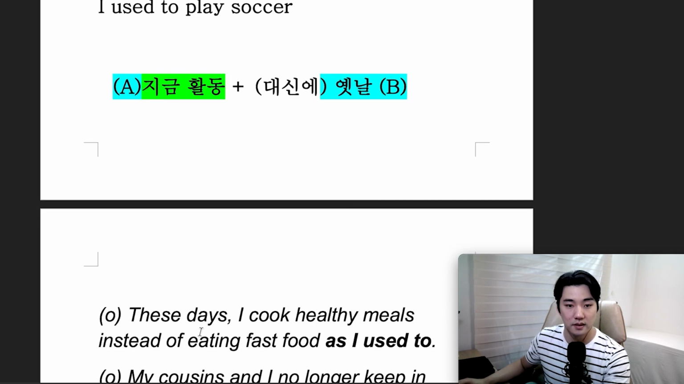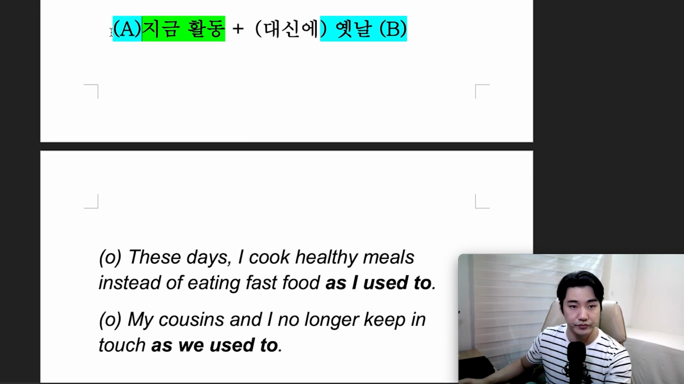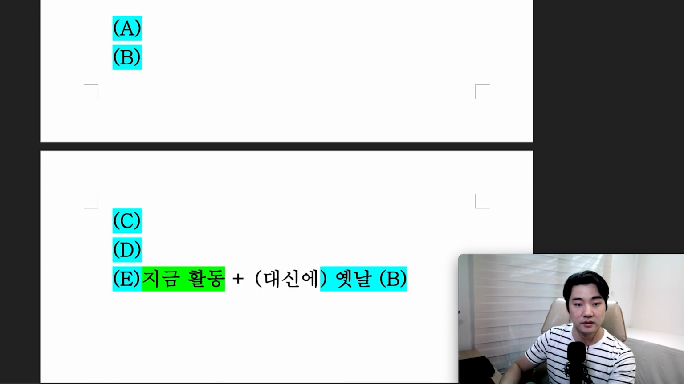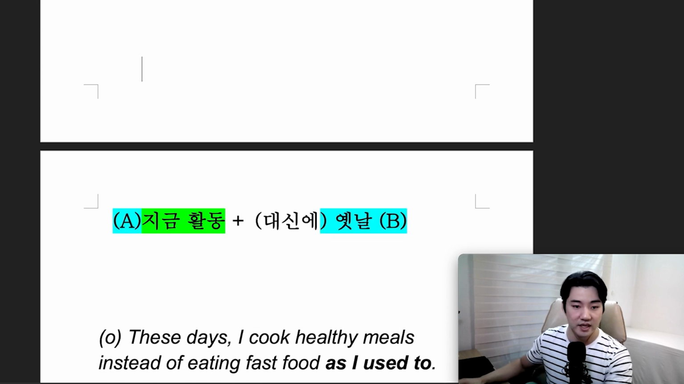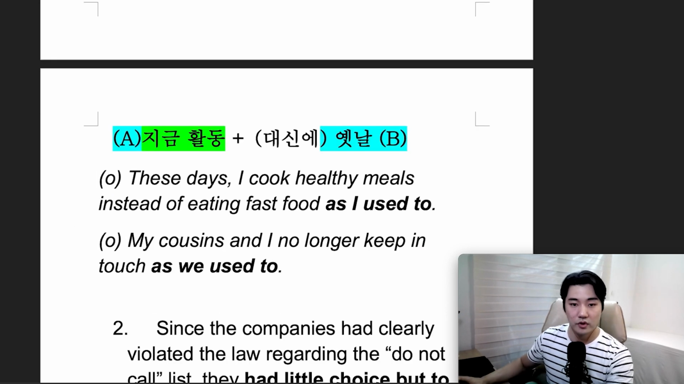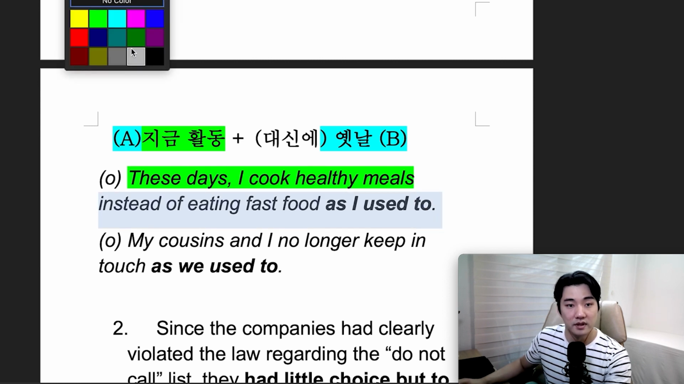at this example here. These days, so 지금 활동. These days I cook healthy meals. Instead, 뭐뭐 대신에 of eating fast food as I used to. All right. Making it difficult for me. All right. So these days I cook healthy meals. Let's put this in green. Instead of eating fast food like I used to.